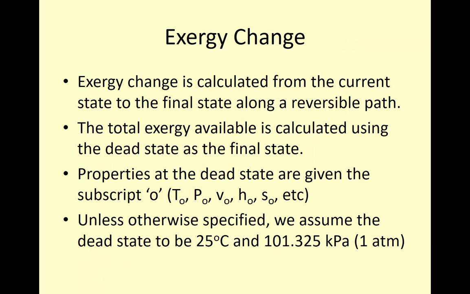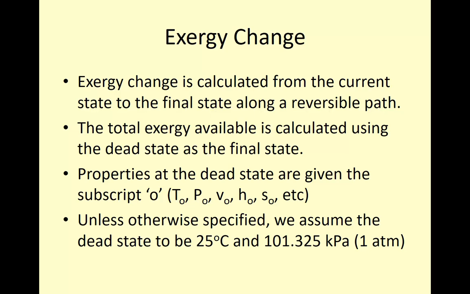So exergy change is calculated from the current state of our system to some final state along a reversible path. And the total exergy available is calculated using the dead state as the final state. So we may have some process that occurs from state 1 to state 2, but at the end of state 2, it's not yet in thermodynamic equilibrium with its surroundings. That would not tell us the total exergy change. That would just tell us the exergy change from state 1 to 2.